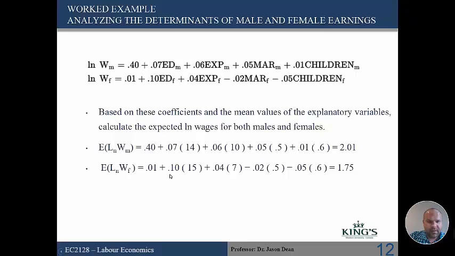Okay, so we see here that women get a lower return for work experience than men, but they tend to get a higher return to education. We also just see a difference in the overall intercept coefficient.